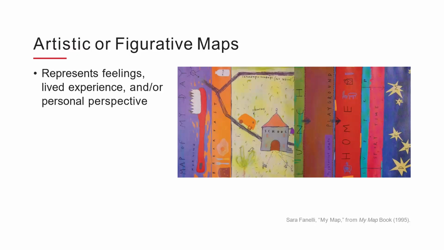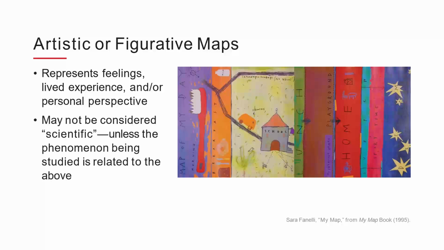The geographic content in this map comes from the way it represents a lived experience or a personal perspective. We can look at this map to understand what is important to a child who might have drawn this, though in reality the book was created by an adult. But these values still count as a type of data.